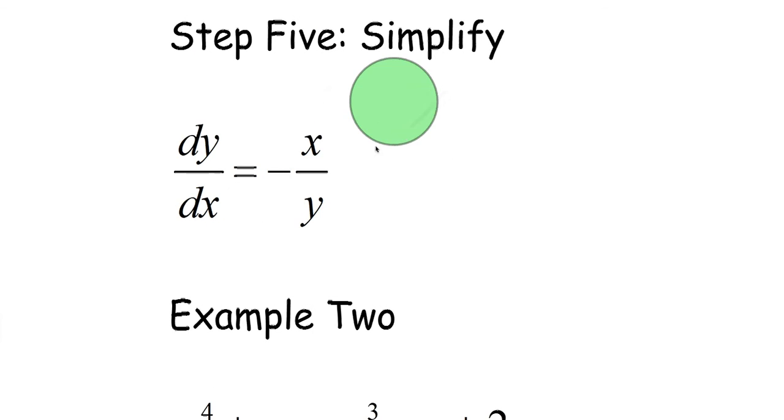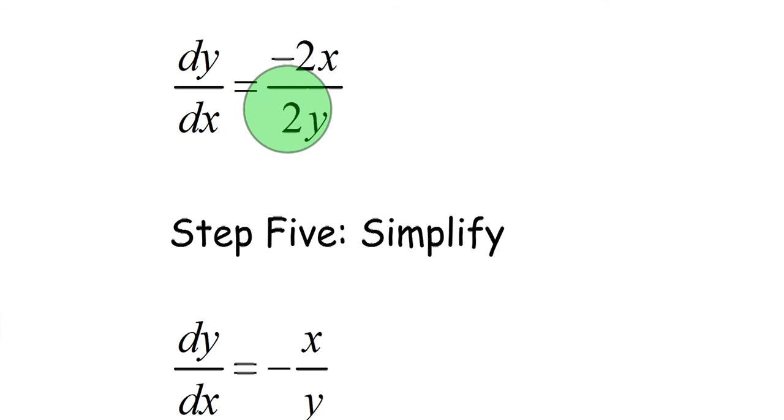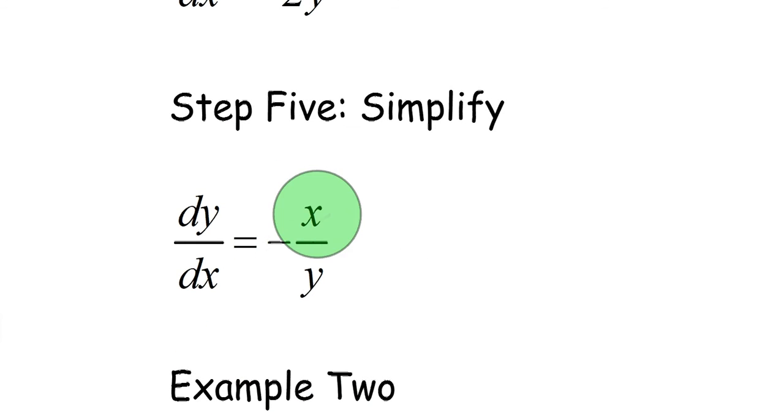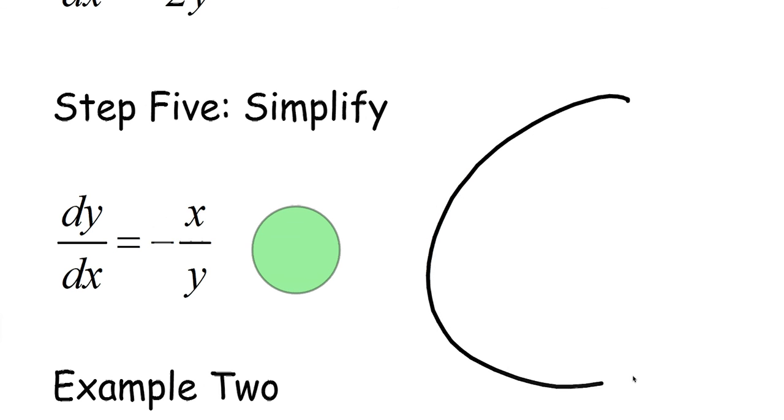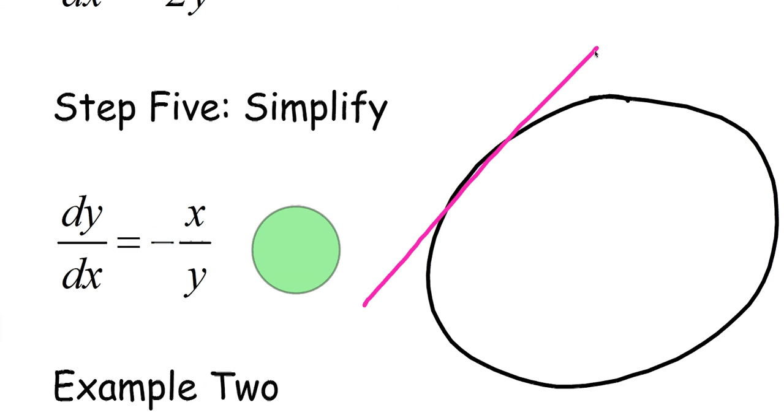Step 5 is to simplify, and we know that negative 2 over 2 becomes negative 1. We can pull the negative out front, so the final answer is dy dx equals negative x over y. Going back to our circle analogy, now this one's not nearly as good as my first one, but that's okay. They want to know the slope of this particular line, and we say this tangent line crosses at one single point. Again, I didn't draw that perfectly, but you get the point. We want to know what the slope of that line is.